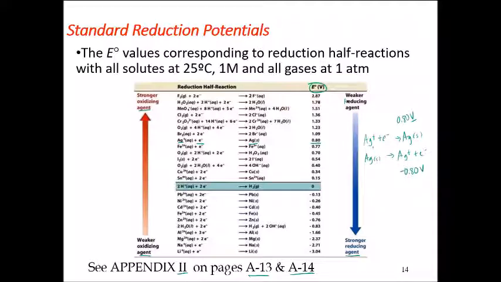So if we want to talk in terms of agents, since it's better at being reduced, it's a better oxidizer, or oxidizing agent, than being oxidized, or a reducing agent. So that's one example here. When you flip it, you just change the sign. Now, like delta H, if you reverse a reduction, you change the sign. We kind of talked about that.